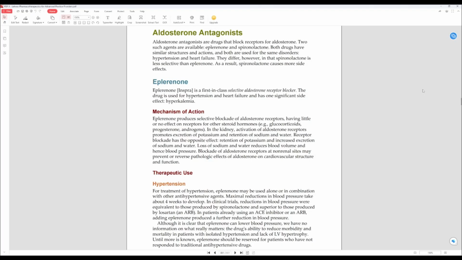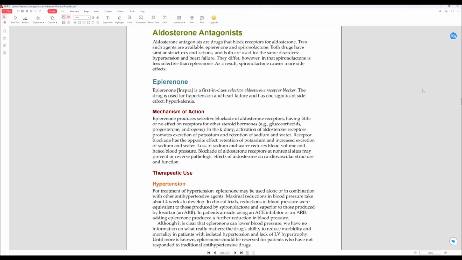Eplerenone, or Inspra, is the first-in-class selective aldosterone receptor blocker. The drug is used for hypertension and heart failure and has one significant side effect, hyperkalemia. So how does it work? Eplerenone produces selective blockade of aldosterone receptors, having little or no effect on receptors for other steroid hormones, such as your glucocorticoids, your progesterone, or androgens.